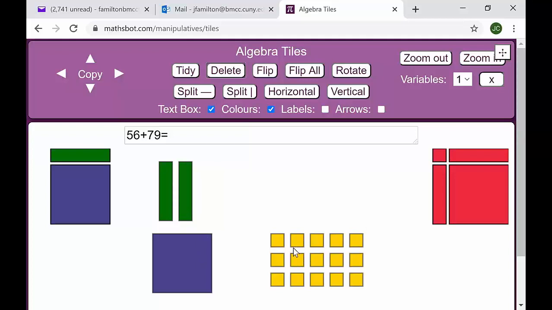Let's see how many units we have. Well, we have 3, 6, 9. Now remember, each of these rods is made up of 10 units. So that means we have too many units here, so we have to replace 10 of them for a rod. So I'll get rid of 1, 2, 3, 4, 5, 6, 7, 8, 9, 10.